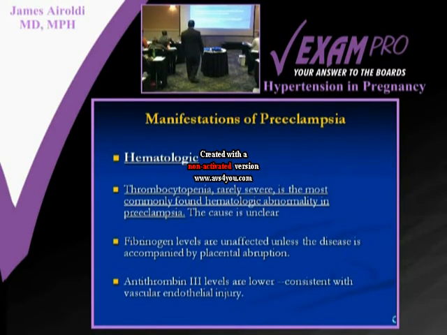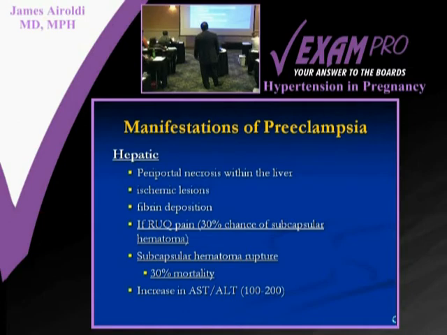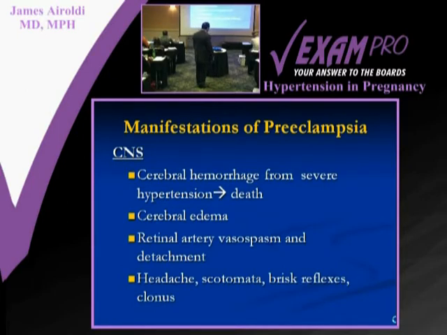Hematologic: thrombocytopenia, if severe, is the most common hematologic abnormality found. The cause is unclear. Fibrinogen levels are unaffected. Antithrombin III is usually a little bit lower. Your liver lesions: periportal necrosis, ischemic changes. If you have right upper quadrant pain, there's a 30% chance of a subcapsular hematoma. And if you have a subcapsular hematoma, you've got a 30% chance of dying. So don't blow off right upper quadrant pain. It's really, really important. And you can see an increase in your LFTs.